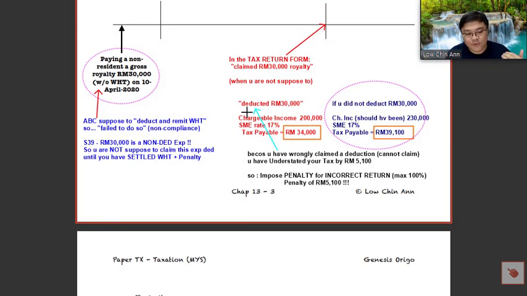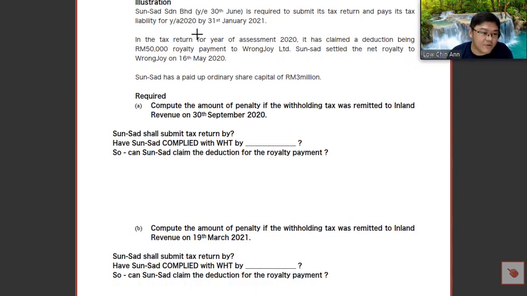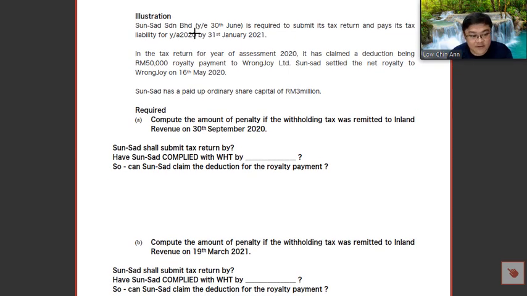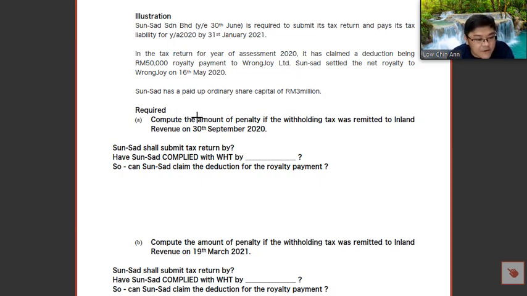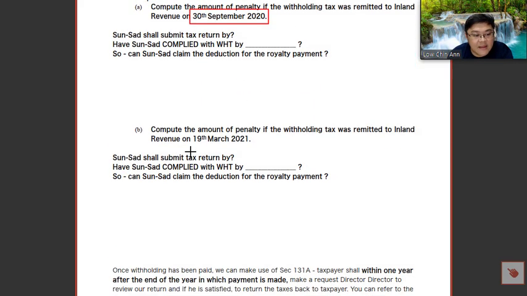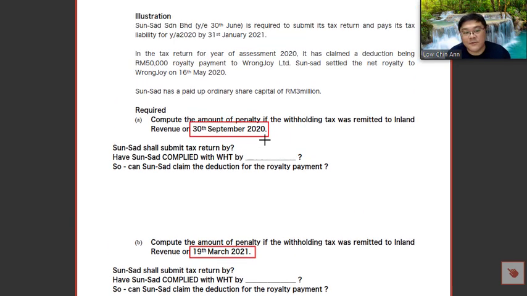Now, I've explained this part to you to let you understand. So let's look at some numbers so that you can strengthen and reinforce your understanding. Now, they ask you to compute the amount of penalty if withholding tax was remitted to the Inland Revenue on the 30th of September 2020. And then they ask you to compute again the amount of penalty if the withholding tax was only remitted on the 19th of March 2021. I'm giving you two scenarios, okay?